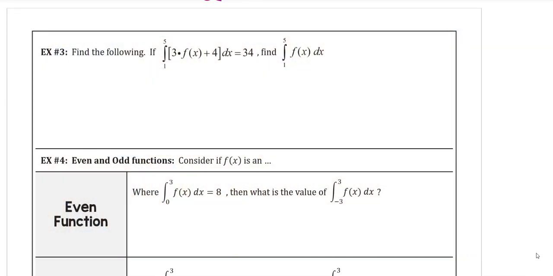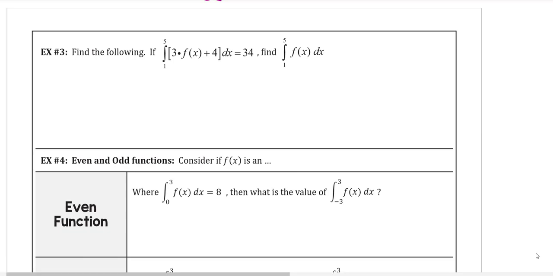Part 2 of Unit 6, Lesson 4, Applying Properties of Definite Integrals. We are going to follow up our first part of this lesson, where we defined the properties of definite integrals, with some more examples. Example 3: if the integral from 1 to 5 of 3 times f of x plus 4 dx equals 34, find the integral from 1 to 5 of f of x dx.